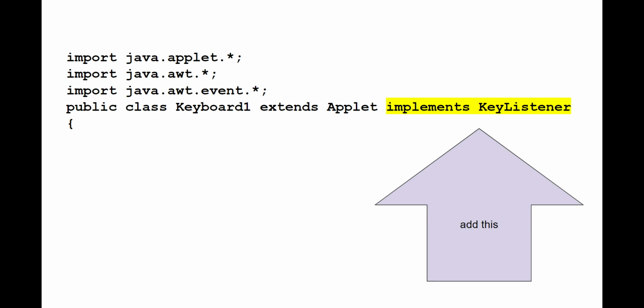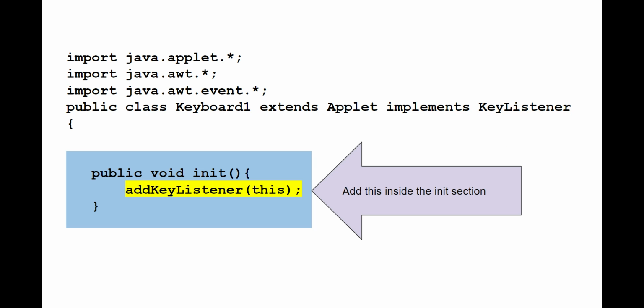Okay, so when you open up your code, you will notice the first thing is that it has this term implements KeyListener. This term will let Java know that you're actually using the keyboard with your applet. In the init section, you will need to add this line, addKeyListener(this). You need to copy it exactly as is. Again, this tells Java that you are using the keyboard.